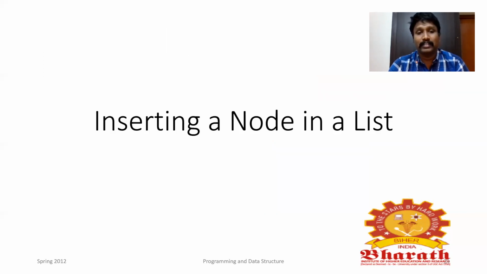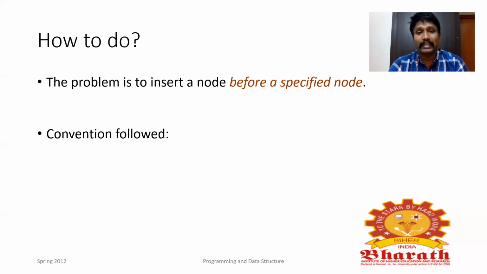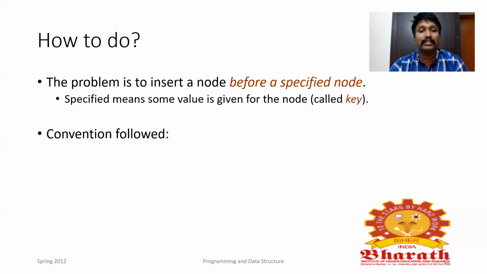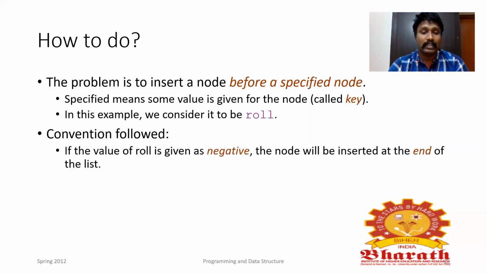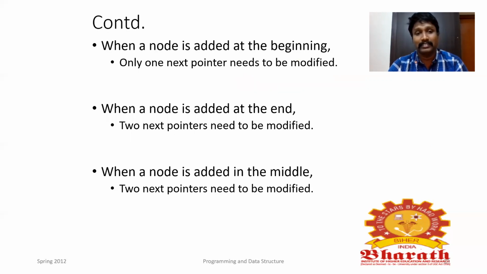The next one, inserting a node in a list. As you are aware, I'll be explaining it again. The problem is to insert a node before a specified node. So how is it done? Specified means some value which is given for the node, like a key. This is the example, and we considered it to be the roll number. By convention, if the value of the roll number is given as negative, the node will be inserted at the end of the list, at the last part of the list.